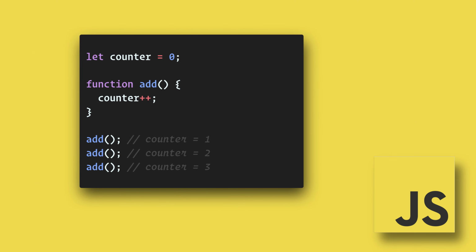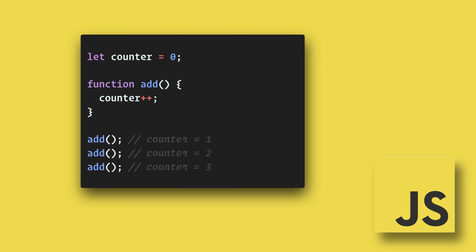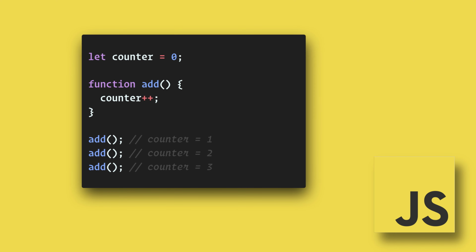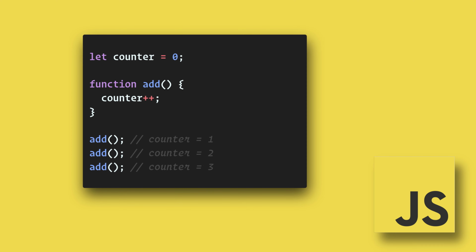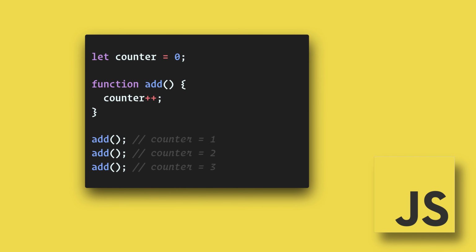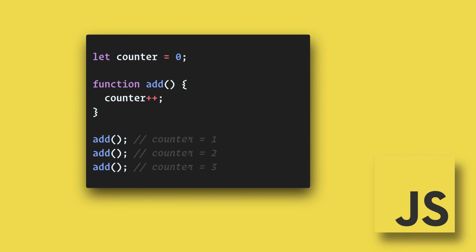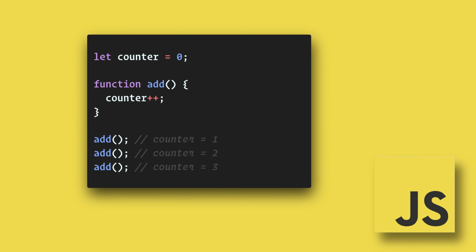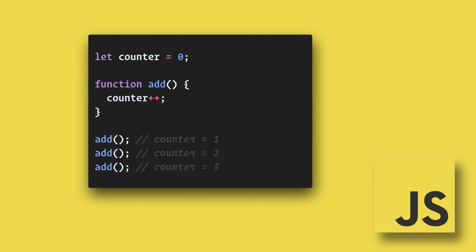Here's another example. Suppose we have a counter and we want the counter to be available to all functions. We could use a global variable along with a function to increase the counter. The problem here is that any code on the page could change the counter without calling the add function. So the variable should be local to the add function to protect it.